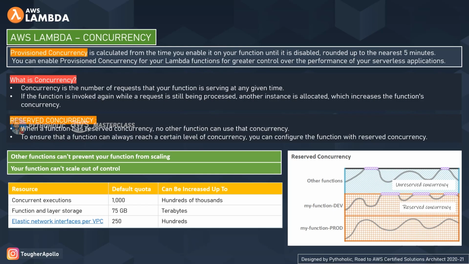Okay, wait. You might ask me, what is concurrency? You have been talking about concurrency, but what is it? A good question. So before moving forward to reserved concurrency, let's talk about concurrency itself. I am requesting you to listen to this very carefully. Concurrency is the number of requests that your function is serving at any given time. I'll repeat that once again.